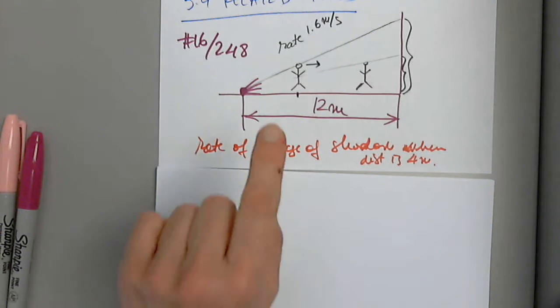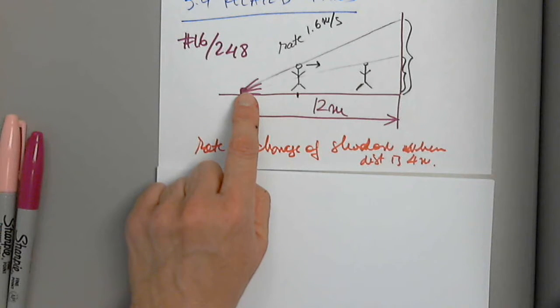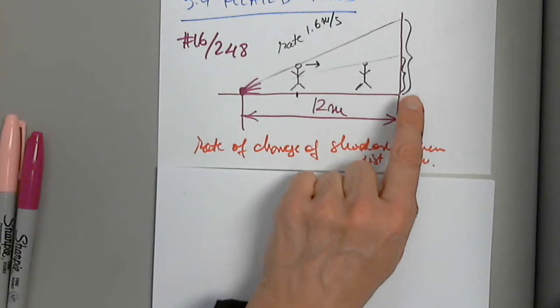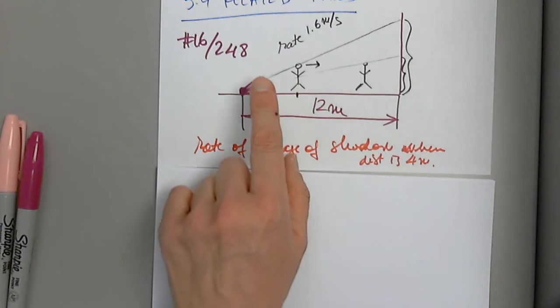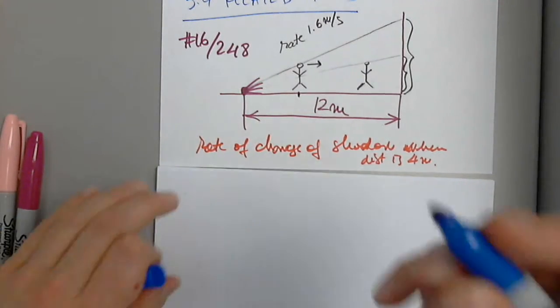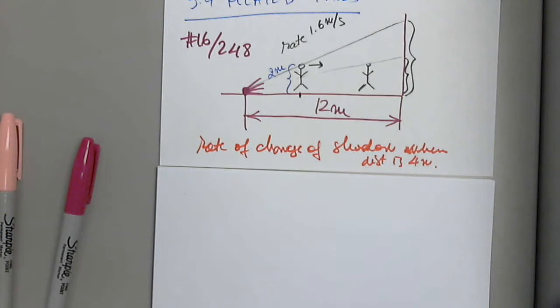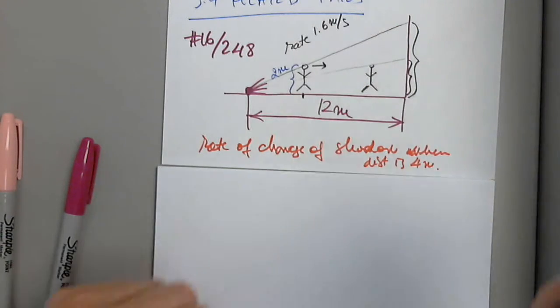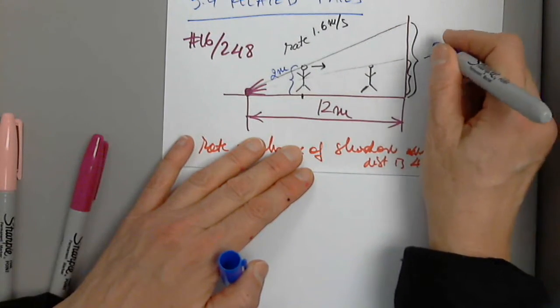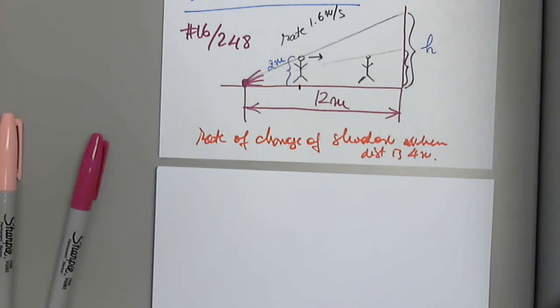Ready? A spotlight on the ground shines 12 meters away onto a wall. If a man 2 meters tall walks from the spotlight toward the building at a speed of 1.6 meters per second, how fast is this? Let's give it a name. I'm going to give it, I don't know, H. How fast is the length of his shadow on the building decreasing when he is 4 meters from the building?